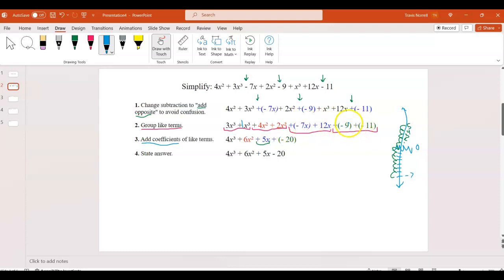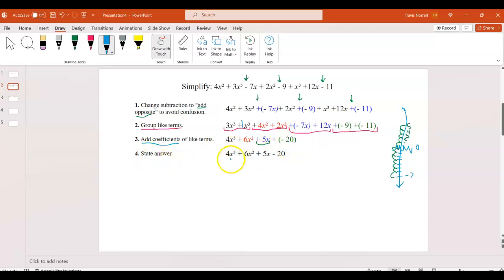Over here, -9 plus -11. Both of these are negative numbers. So if the signs are the same, we add the numbers and we keep that negative sign. So 9 plus 11 is 20, and keep the negative sign, so -20. And that makes sense because if you're 9 feet below the water and you go down 11 more feet, you're going to be even more negative. You're going to be even further below the water level.